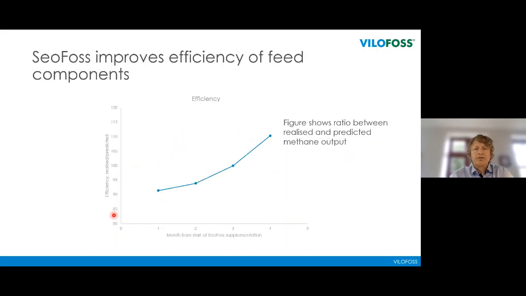A different way to present these data is to look at it as an efficiency. So here we have the relationship between the realized and the predicted values. Here in the very start, the efficiency was about 90%, and after having used the Seofoss for these 3-4 months, we were able to change that to 105, 110%. So a very nice improvement of methane production.